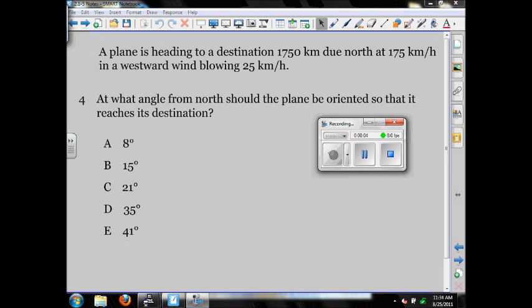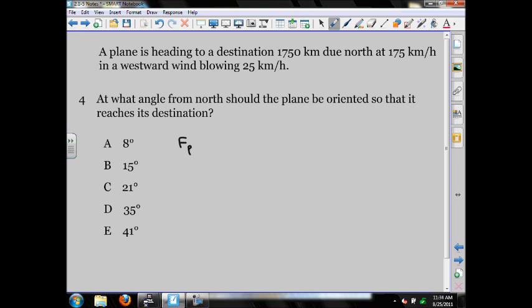Let's go ahead and talk about this one together. How many vectors are we adding together here? 2. All right. We have the force for the plane and the force due to the wind, right? We want those to add together to be due north, right? We want it to fly straight to its destination.